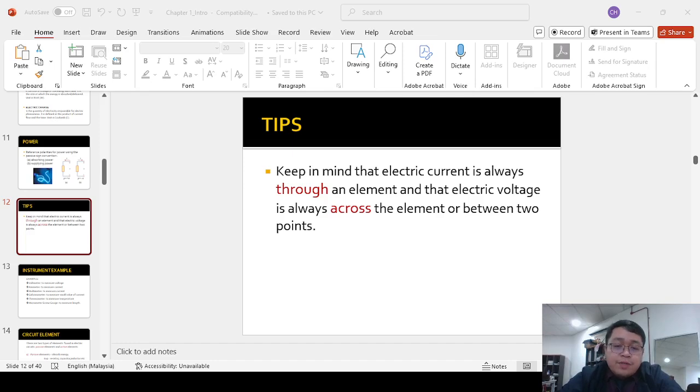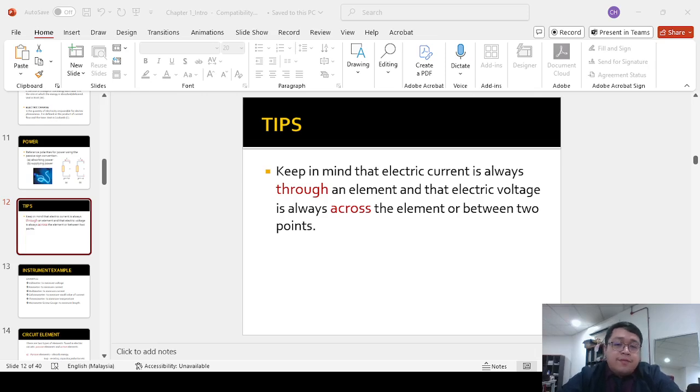So the word across means the voltage is measured between two ends or terminals of a component. For example, a battery has a voltage across its terminals. A battery has positive and negative terminals. It's between 2 points, meaning one side has higher potential than the other.